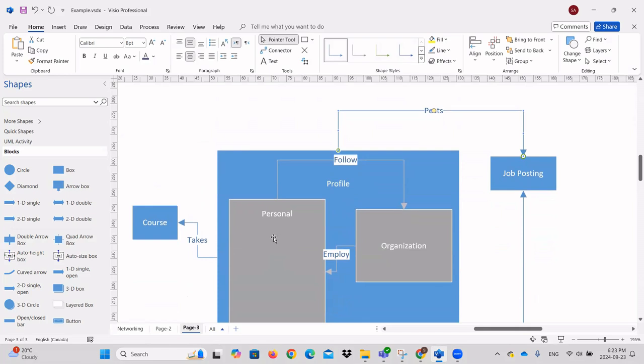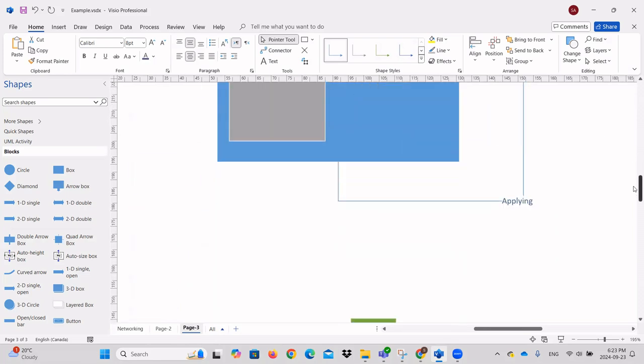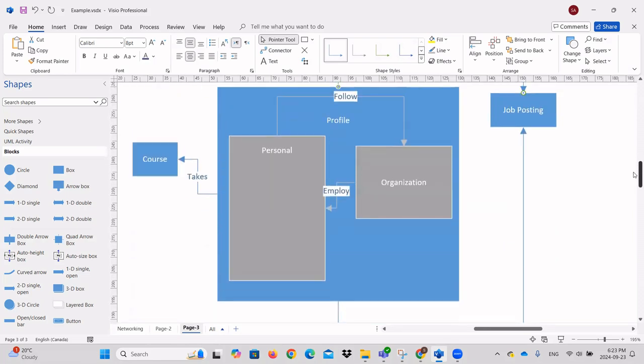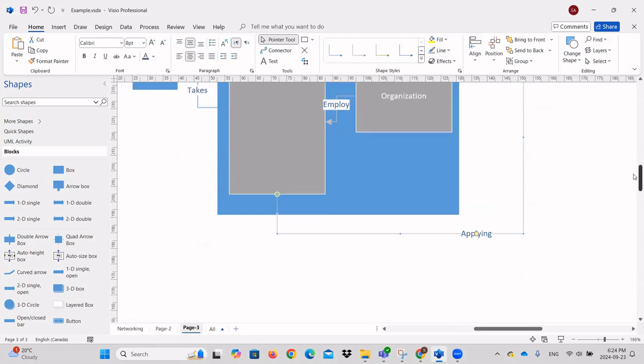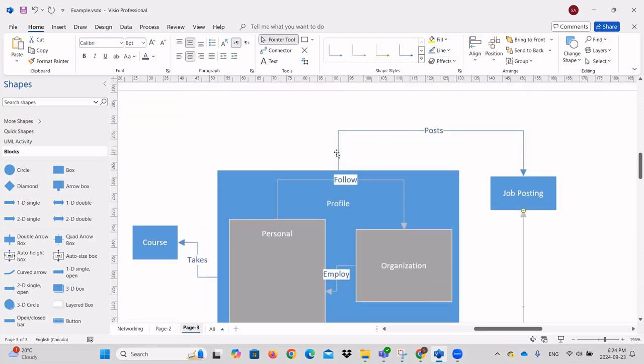Now, before we get into the details inside the profile, we had the relationship post with profile and the relationship apply for the profile. Now that we have broken down the entity profile into personal and organization, we can say that this relationship actually goes to that sub-entity. Okay, so I'm just going to change the color. And this relationship goes to that sub-entity.